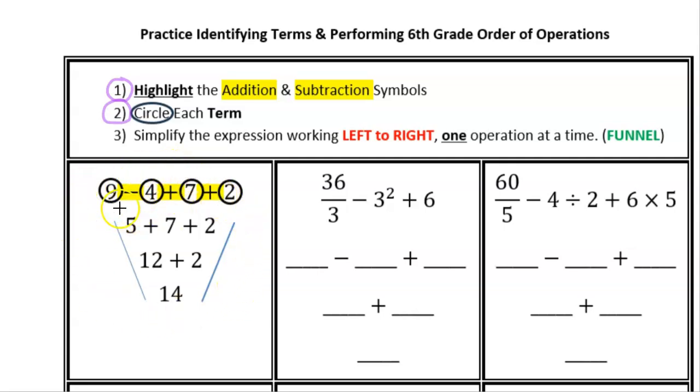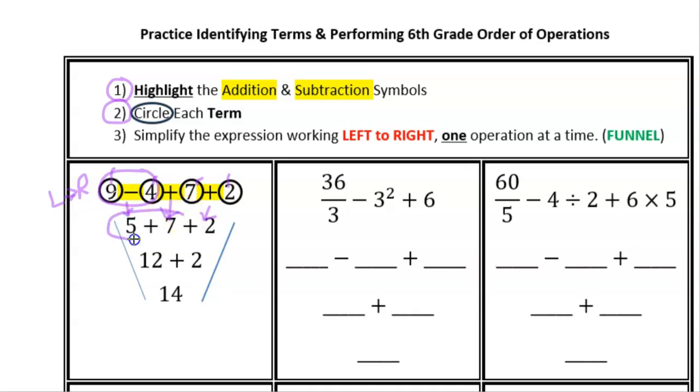So looking at this first example, I have 9 minus 4 plus 7 plus 2. And so I highlighted the pluses and minuses and circled each term. Each term is just basically a number. And when I have just numbers and addition and subtraction is the only operations in it, I simply work left to right, doing one addition or subtraction problem at a time. So for example, I would do this first. I would not come over here and try to do this yet. Not 2 at the same time, 1 at a time. So we do this one subtraction problem, and then we bring the plus 7 and the plus 2 down because we're not going to do those yet.